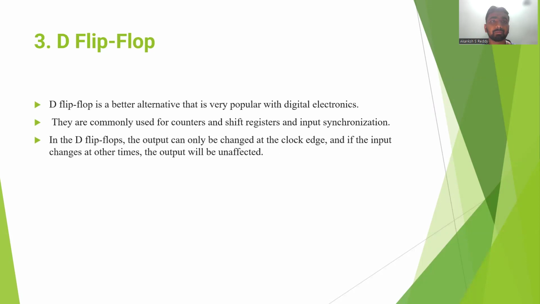Third one, D flip-flop. The D flip-flop is a better alternative and very popular in digital electronics. They are commonly used for counters, shift registers, and input synchronization. In a D flip-flop, the output can be changed only at the clock edge. If the input changes at any other time, the output will be unaffected.